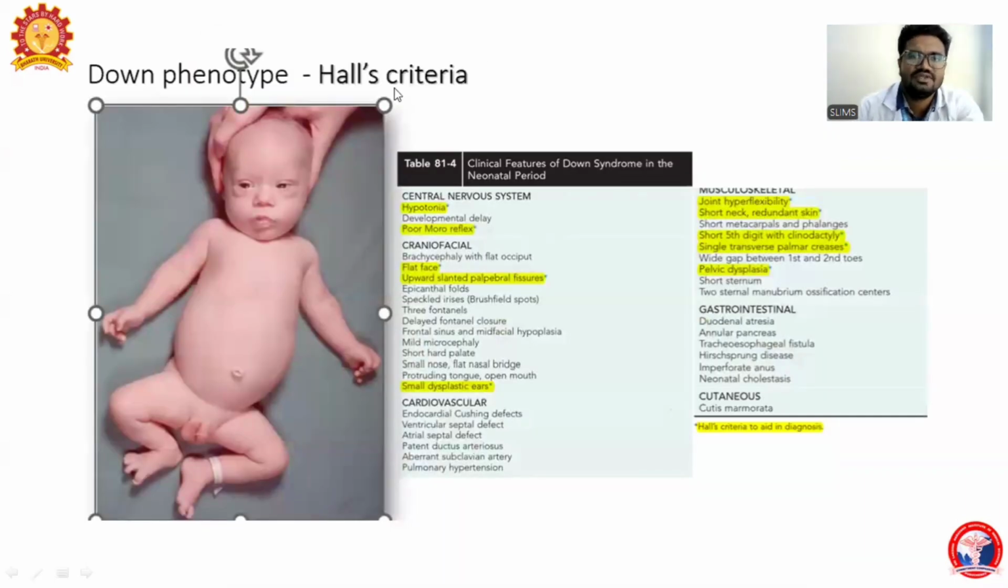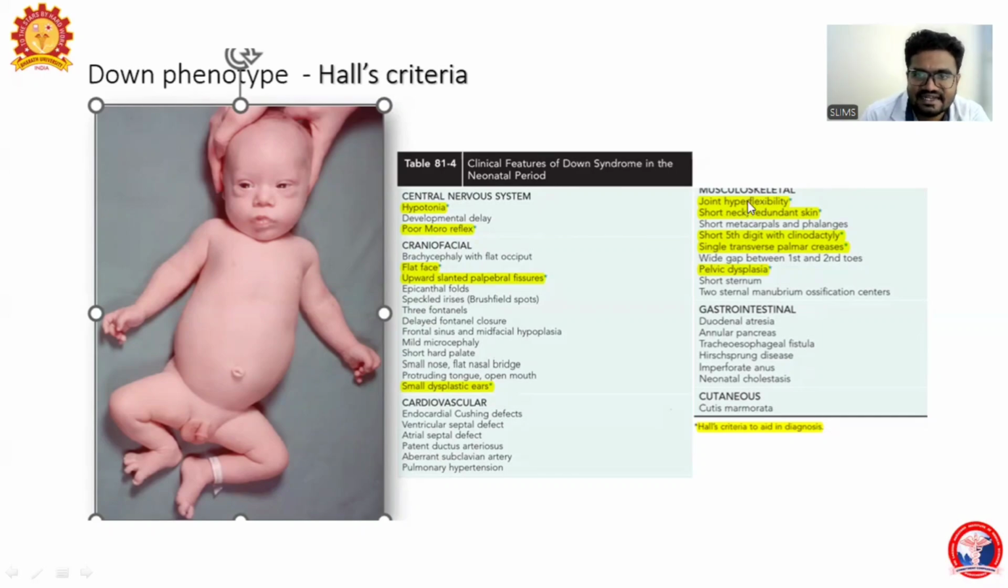So, an important cause of central hypotonia which we have discussed is Down syndrome. In Down syndrome, the main criteria for diagnosis is Hall's criteria. As per Hall's criteria: hypotonia, poor Moro reflex, flat facies, upward slanting palpebral fissures, and small dysplastic ears. All these are the major criteria which can be used to directly diagnose Down syndrome.